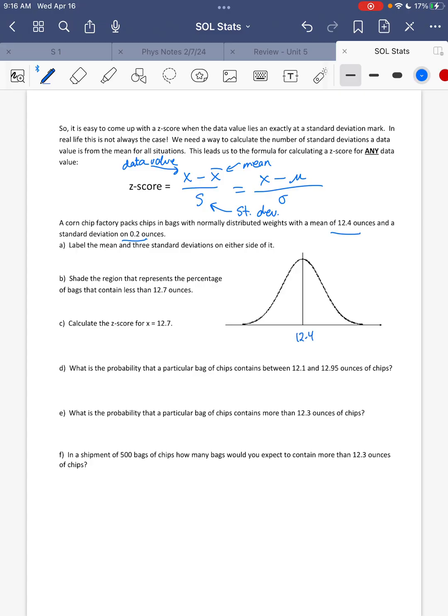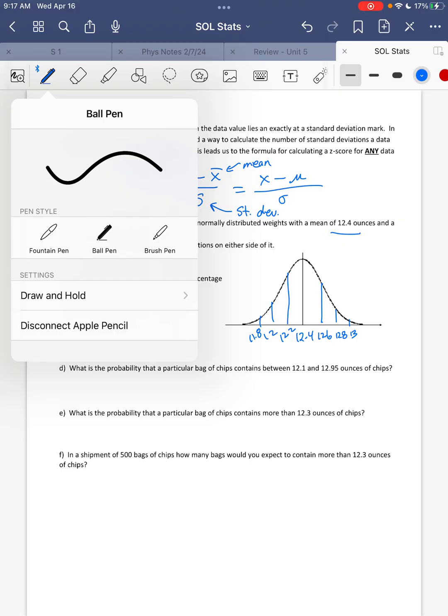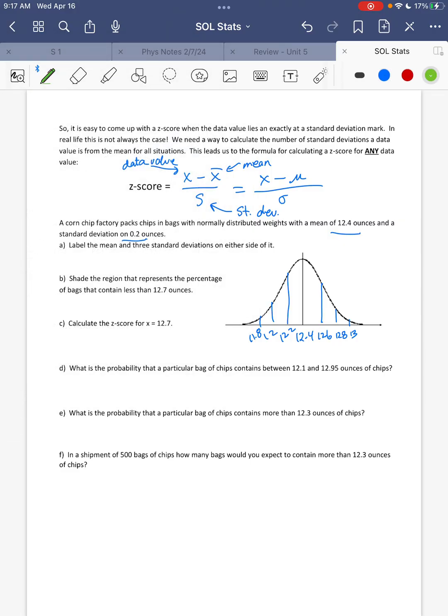So I got 12.4. So I'm going to go up 1, 2, 3. So adding 0.2, that'd be 12.6, 12.8, and 13. If I go down, that would be 12.2, 12, and 11.8. Okay, so it says shade the region that represents the percentage of bags that contain less than 12.7 ounces. So 12.7 would be about right here. And I want less than that, right?